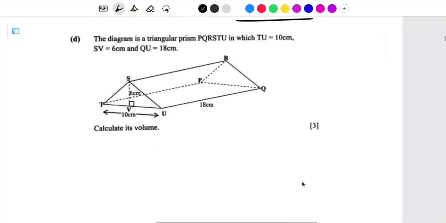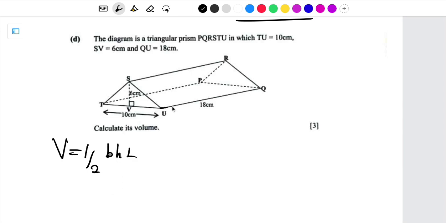The next part, which is D, the diagram is a triangular prism PQRSTU, in which TU is equal to 10 centimeters, SV is equal to 6 centimeters, and QU is equal to 18 centimeters. Calculate its volume. So volume is very easy to calculate, even the total surface area. So volume is going to be equal to half width multiplied by height multiplied by length.